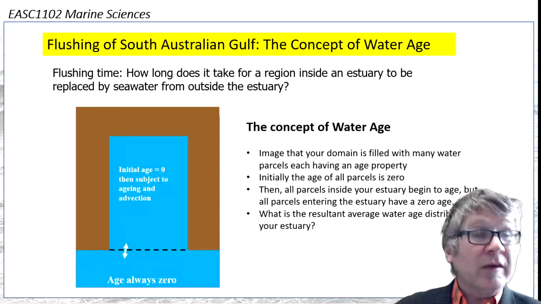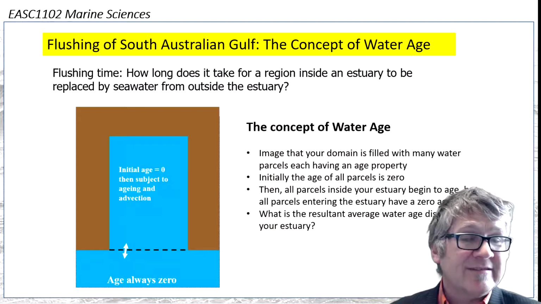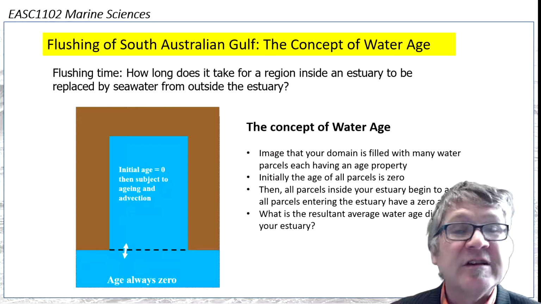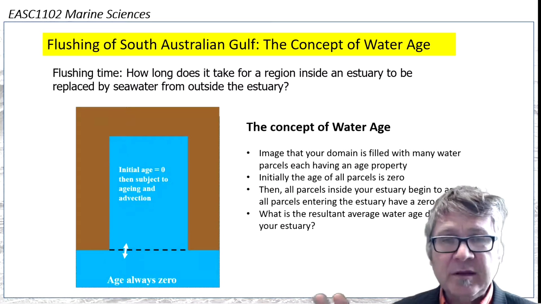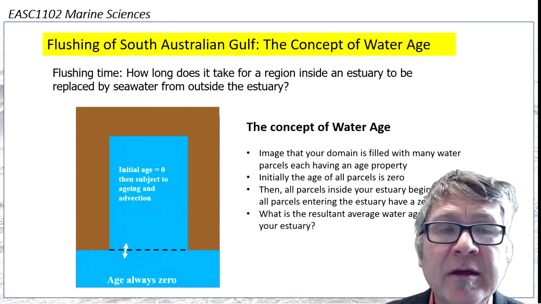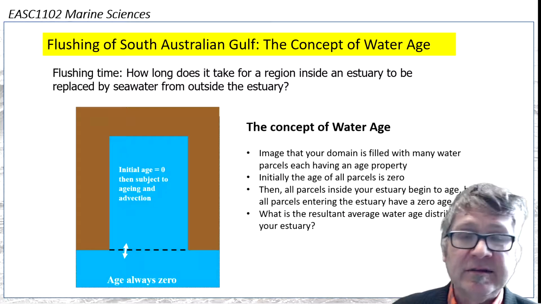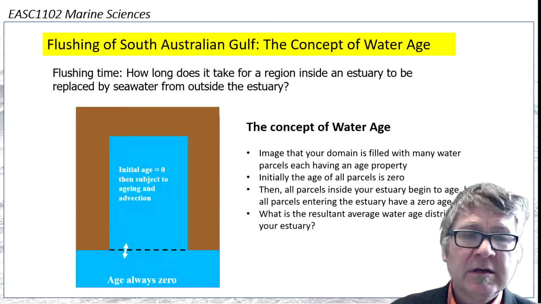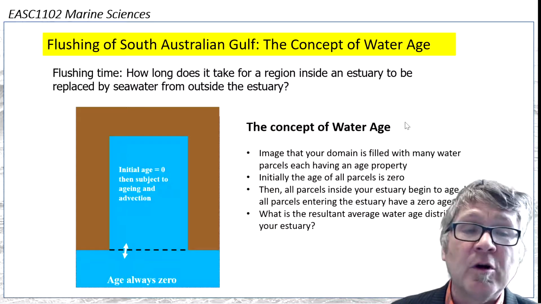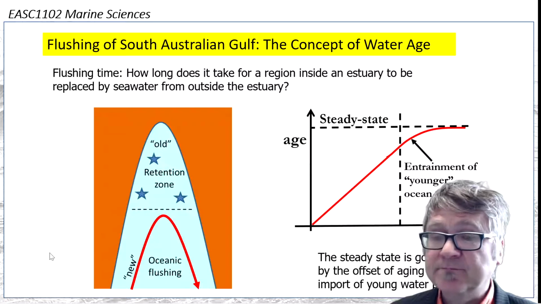So then you ask the question: if you now run your simulation and let the system adjust to an equilibrium, what is the steady state? What is the equilibrium average age of water parcels that you find inside your estuary? Before I show you the results, we will further explore the concept of water age. Have a look at the next one.